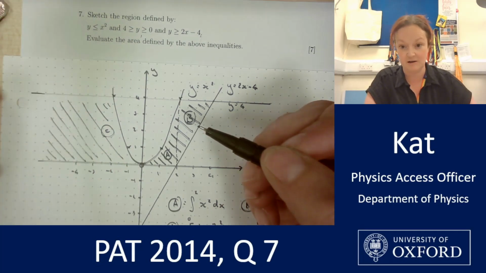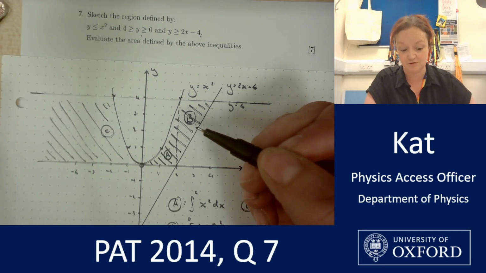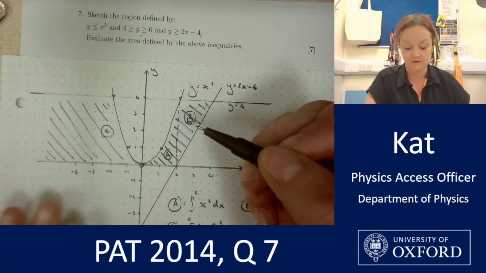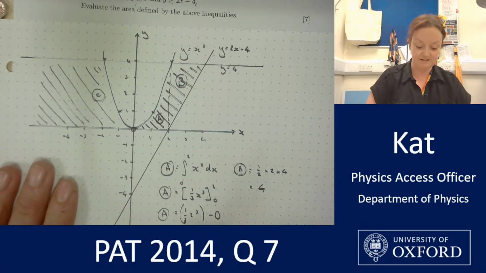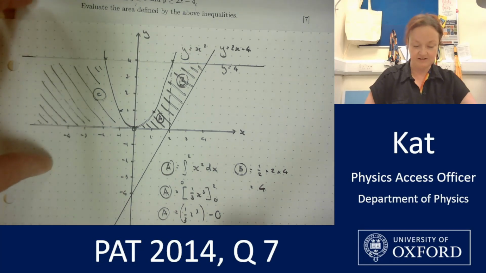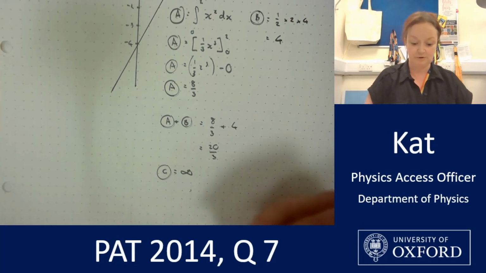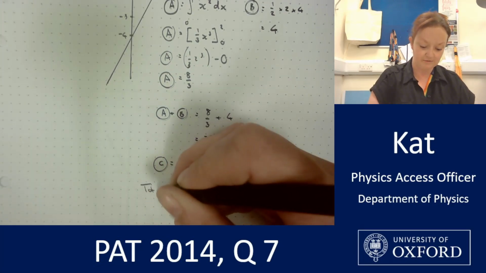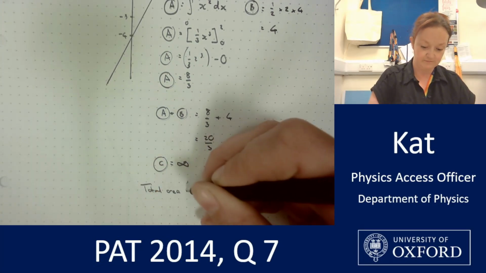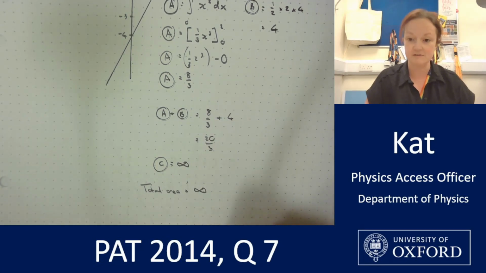This region is unbound as we move down through the x values, which means that the area of C is actually an infinite value. So our total area defined by the curves is also infinite, A plus B plus C.